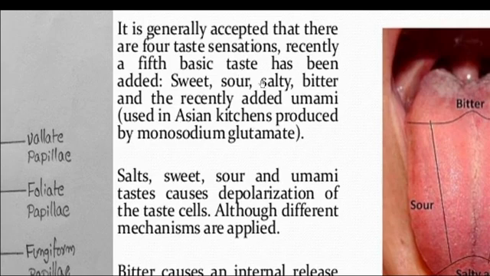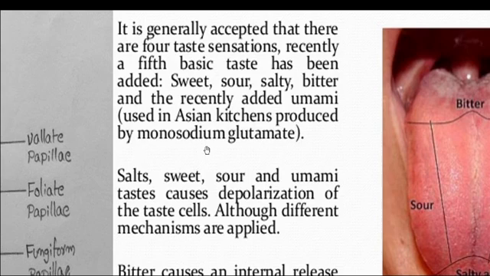Recently, the fifth basic taste has been determined. We have sweet, sour, salty, and bitter, and the recent one is called umami. Do you hear that? It is produced in Asian kitchens using monosodium glutamate.